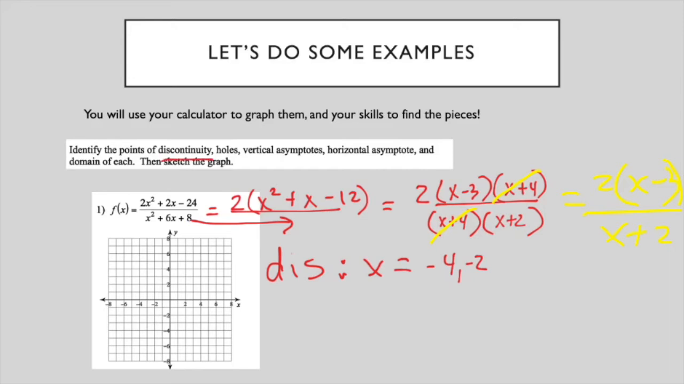We just did discontinuity. Now we need holes. We said the holes were where there's something canceled out. So that was at x equals negative 4. Now we're going to do our vertical asymptotes. Is that the next thing on the list? Yes. So I'm going to just call that VA. Your vertical asymptote, how do we do that?